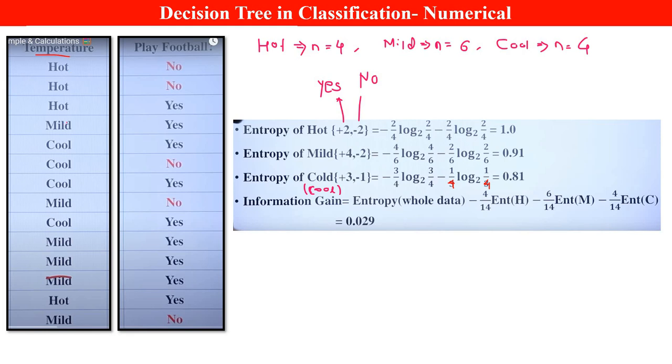In the temperature column, we have hot, mild, and cool, so three subsets are there. Count how many times each occurs. Hot is coming 4 times, mild is coming 6 times, and cool is coming 4 times.